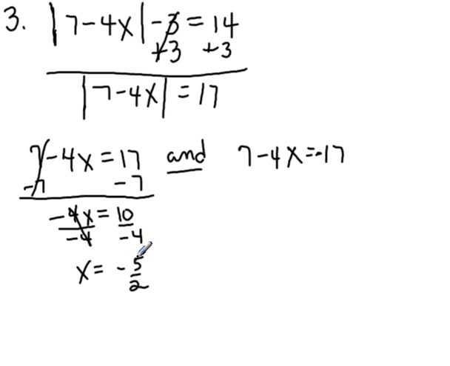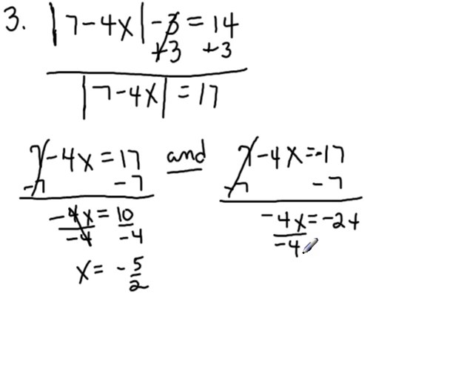So I've worked one of my two cases. Now I have to work the other case, where what was under there originally was negative. Again, I subtract 7 from both sides. I have negative 4x equals negative 17 minus 7, which is negative 24. I divide by negative 4, and now I have x equals positive 6. x could have originally been either one of those things. When I plug it in and take the absolute value, I get positive 17.